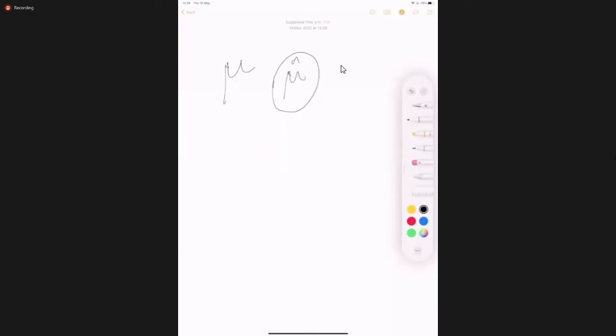Now, how can we find this mu hat? Can you see my screen? I think... Yes, yes.